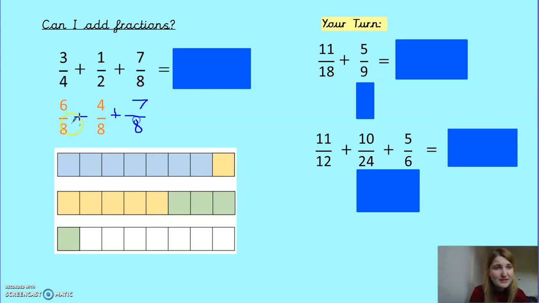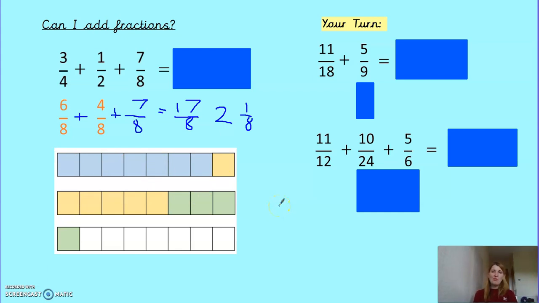So now I can go 6 add 4 add 7 is going to be 17. My denominator stays the same, so that's 17/8. If I want it as a mixed number, I simply go, how many groups of 8 can I make out of 17? That's going to be 2 whole groups. And then I'm going to have 1 left over, which becomes my numerator. Okay, and you can see I've done a bar model here to represent that. We've got the 7/8, add the 6/8, add the 4/8, so in a slightly different order.